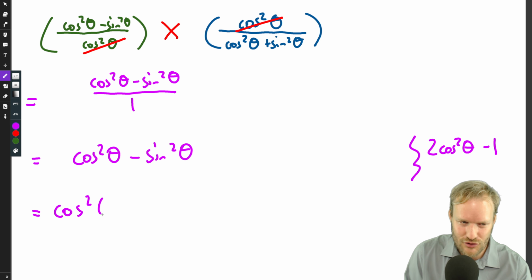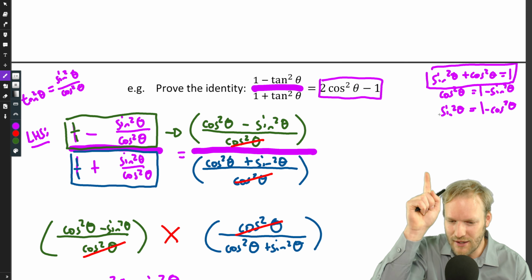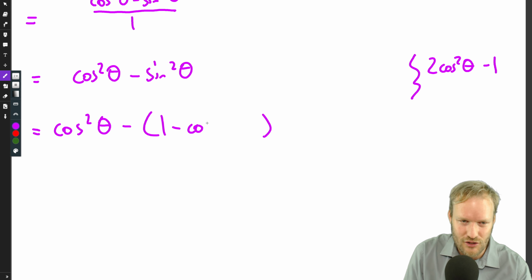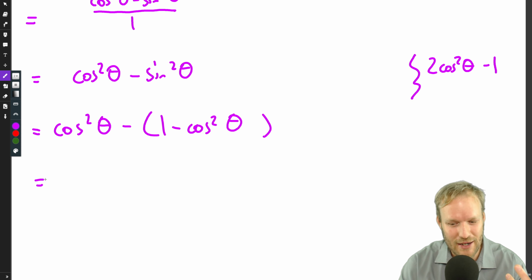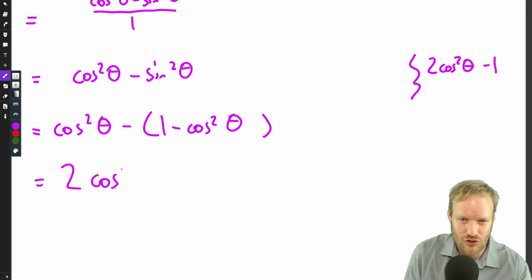So let's keep our cos squared theta and change our sine squared theta into cos squared thetas. Well, we've got a way of doing that up here. And that is sine squared theta is 1 minus cos squared theta. But I'm trying to look at the reasons why we're choosing to do various things. And my reasoning here is where we're trying to get to only has cos squared thetas, no sine squared thetas. So therefore, let's change that. Well, cos squared theta minus 1 minus cos squared theta is just cos squared theta minus 1 plus cos squared theta, which is 2 cos squared theta minus 1.